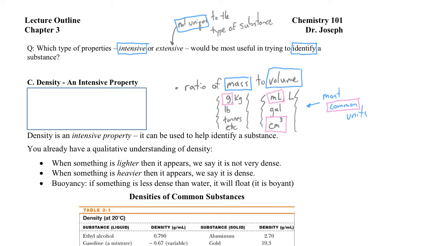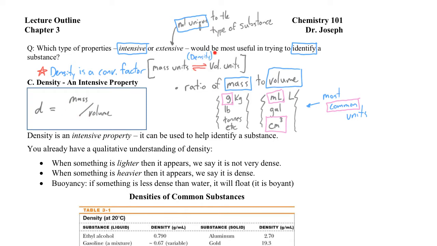Specifically, we can find the density for a given substance by taking its mass and its volume, and then dividing the mass by the volume. You might recognize this as a conversion factor, and that's because it is. It's a ratio of mass to volume, and we often use it as a way to convert from mass into volume or from volume into mass. So keep that in mind. Density is a conversion factor.